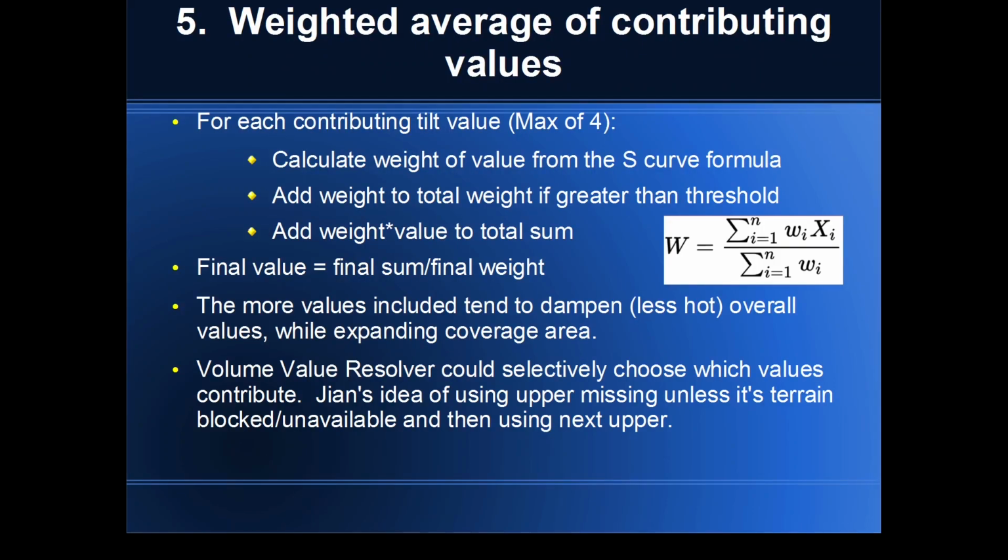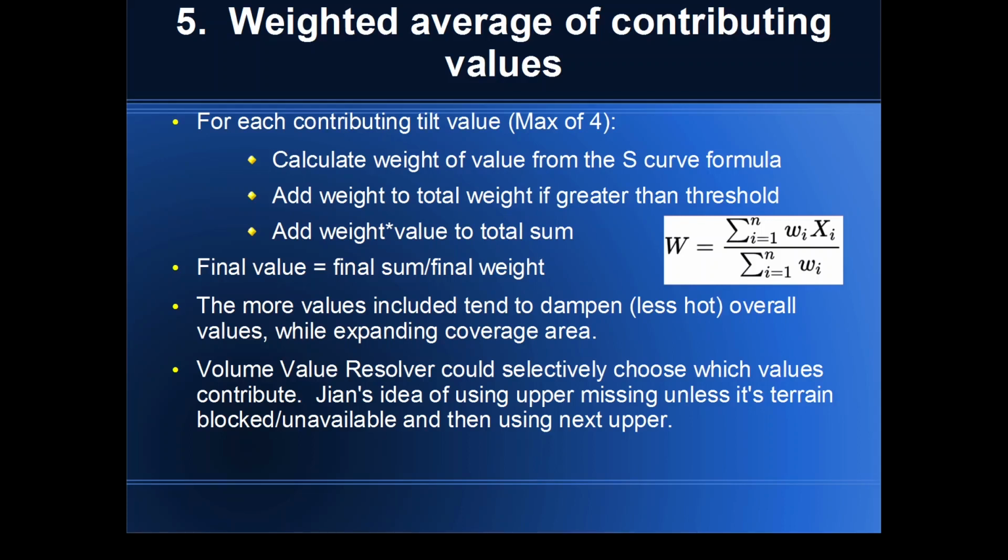So the final process involves the following. For each contributing tilt value, up to 4 in the current engine, we calculate the weight of each value using the S-curve formula. These are then added to the total value if greater than a threshold value. We also keep the total weight. This is a weighted average formula. The final value is the final sum divided by the final weight. So more values included tend to dampen or make the output less hot while also increasing the coverage area.